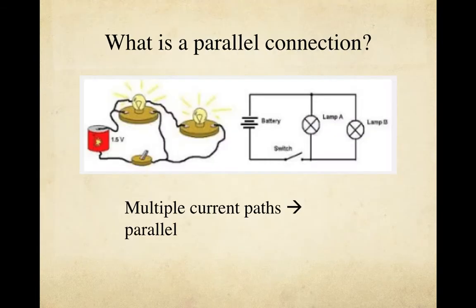So let's first refresh our memory about what a parallel connection means. A parallel connection is when there is more than one path for current to move around the circuit. So charge could come out, when it comes out of the battery, it has a choice. It could go through lamp A or it could go through lamp B.